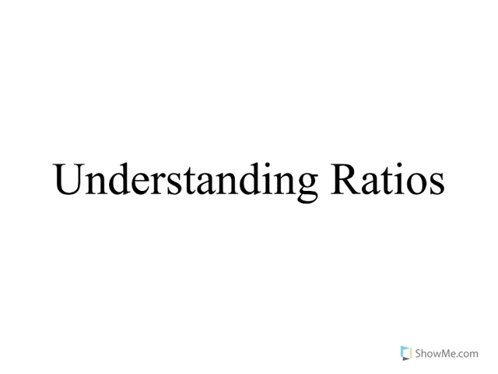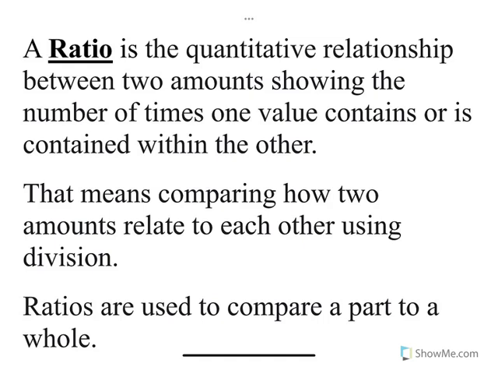Understanding ratios. A ratio is the quantitative relationship between two amounts showing the number of times one value contains or is contained within the other. That means comparing how two amounts relate to each other using division. Ratios are used to compare a part to a whole.